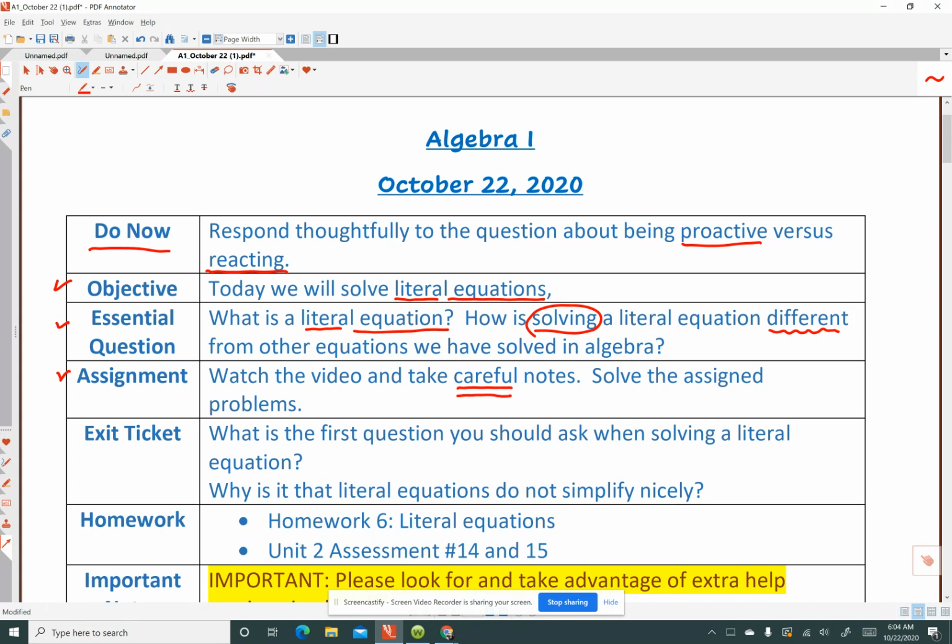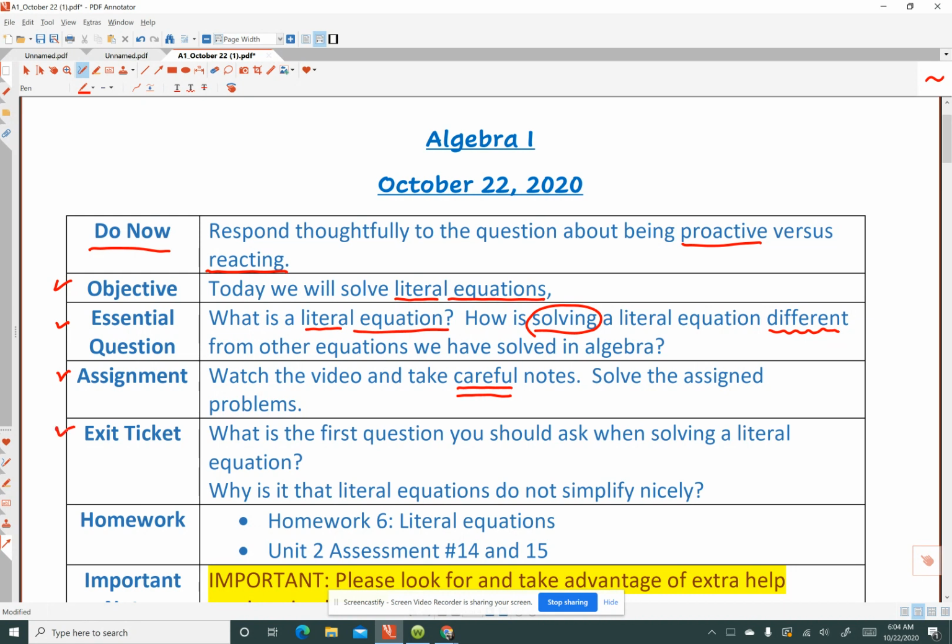Literal equations stump some algebra students. It doesn't have to be that way as long as you remember to use your inverse operations with the letters, the variables, just as you would with numbers. And in fact, I would argue that literal equations actually should be easier because we don't have to do much adding, subtracting, multiplying, and dividing.